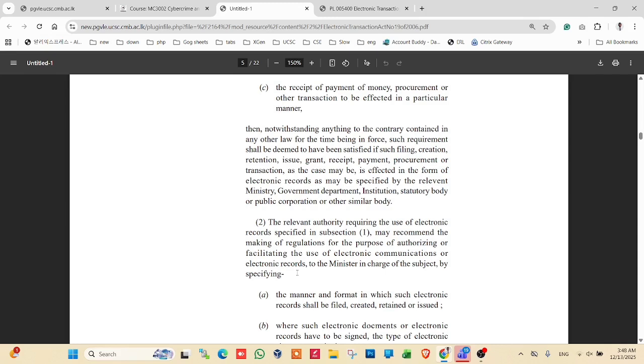So what does it mean? Technically what it does is, if there is a written law which requires something, you can take an electronic form, and this electronic form is recognized by law. That is what it says. But the most important thing to remember is this line: "contained in any other law", then "notwithstanding anything to the contrary". That means you should not violate what is already there.